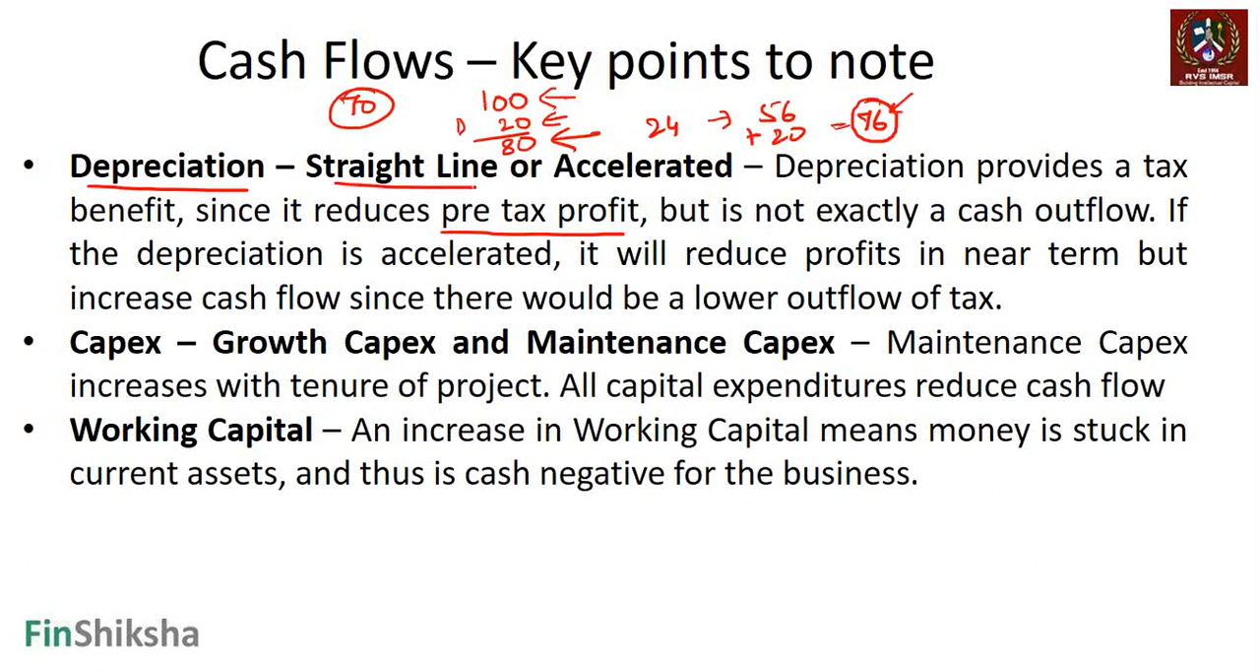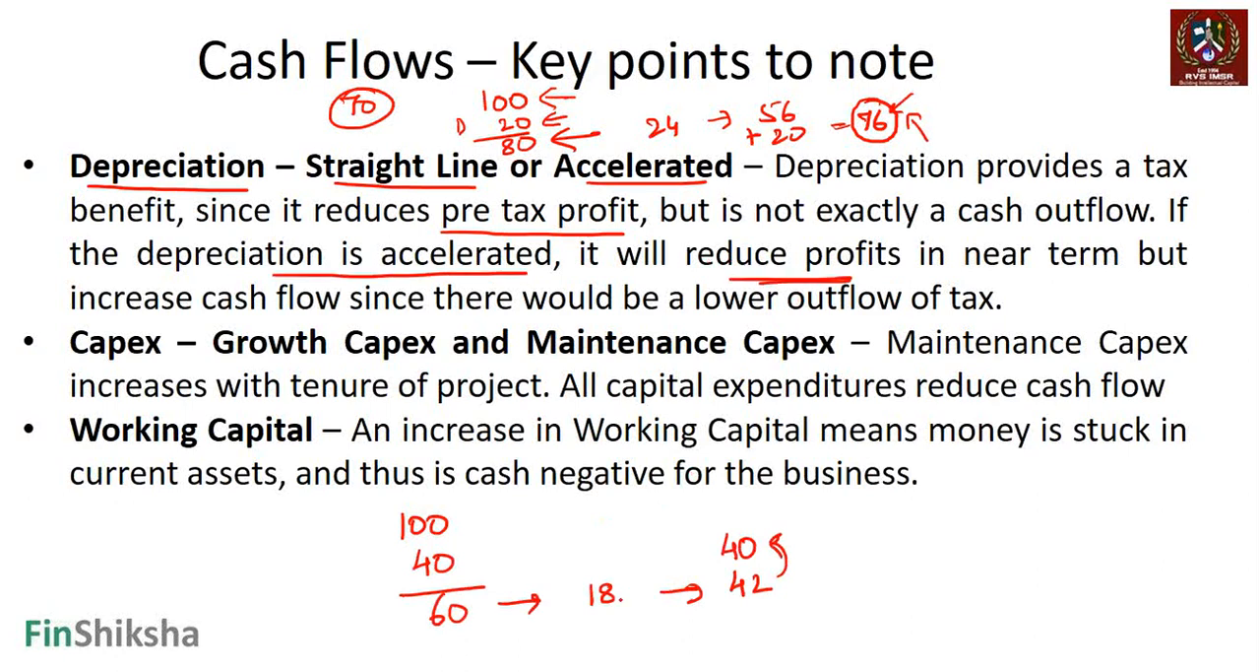Now, what is important to understand is whether depreciation is straight line or accelerated. In straight line, over 5 years, I will just take 20, 20, 20, 20, and hence my cash would be 76. In accelerated, I could take 40 in the first year. So I get 60. 60 will take a tax of 18, giving me 42. To this, I will add back the 40, right? Accelerated depreciation will reduce profits because my profits are now 42 instead of 56 earlier, correct? That's because the pre-tax profit has gone down, and hence the total profitability will be lower, but it will increase cash flow since there will be a lower outflow of tax.